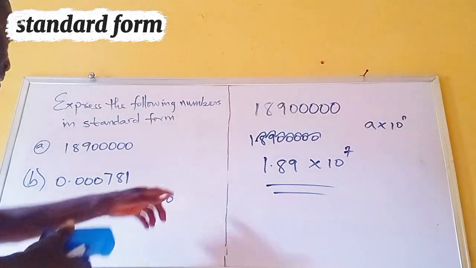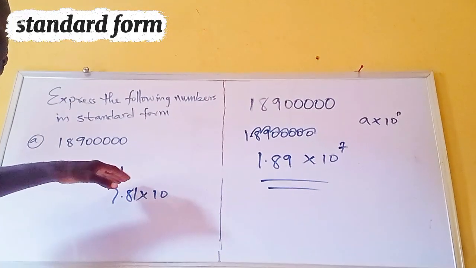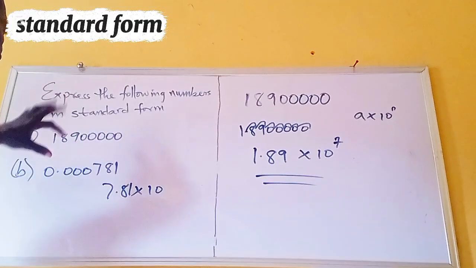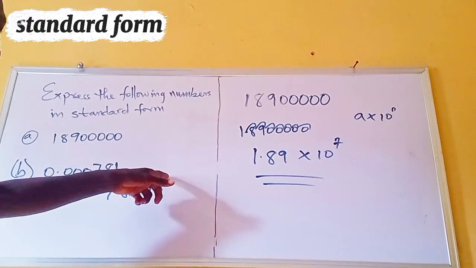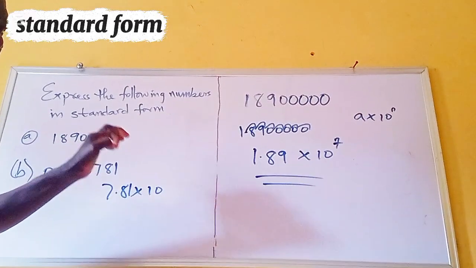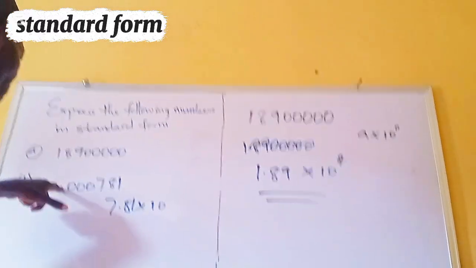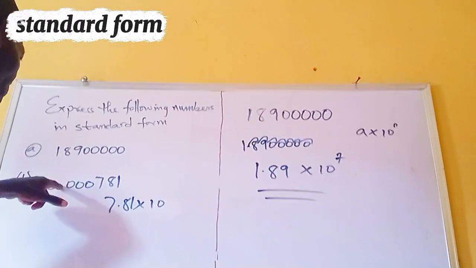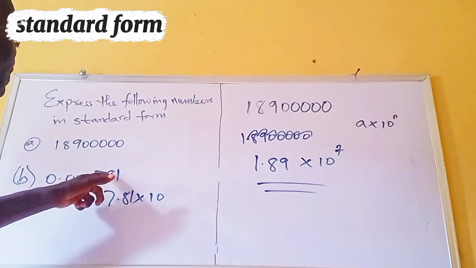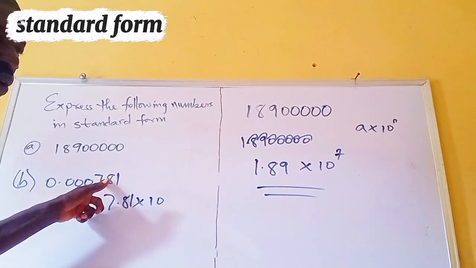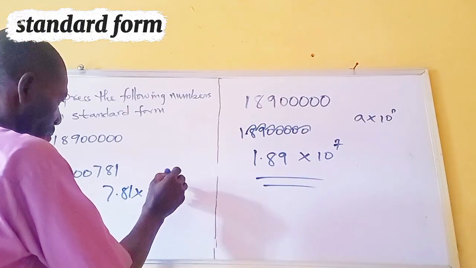Now, to get the n here, which is the index of power, is going to be negative because we're having a decimal fraction as our number. So if you count, I told you that the n is the number of places the decimal point has moved. Okay. Now, if you count, if you begin from this point now, this is 1, 2, 3, 4. This is when it has moved 4 places. So it's going to be minus 4.